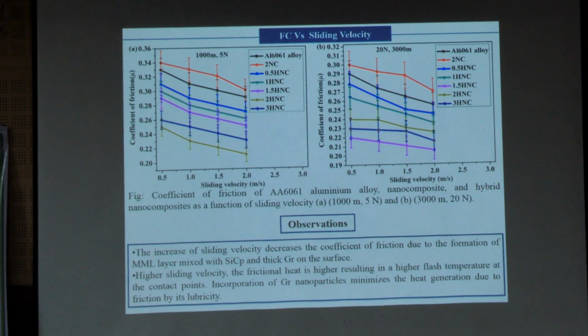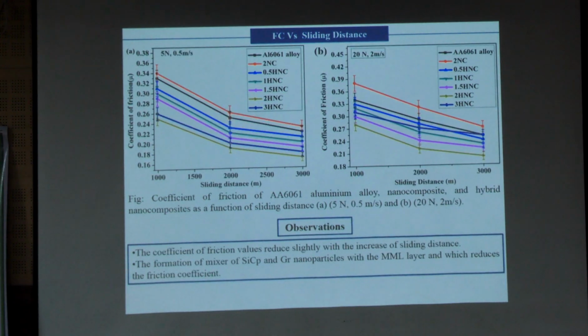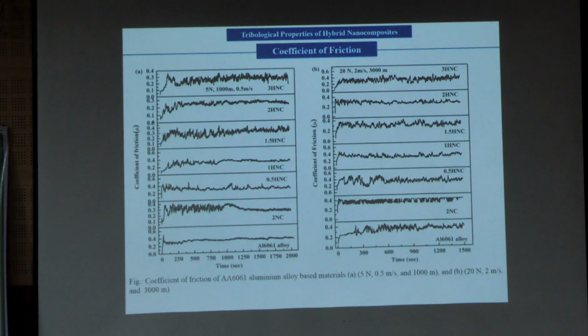This is again the same thing, coefficient of friction with respect to sliding velocity, and coefficient of friction with respect to sliding distance. But in all the conditions, the coefficient of friction is less for 2 weight percentage of graphite. So for the combination of Al6061 with 2 weight percentage of nano SiC and 2 weight percentage of nano graphite, we got better results within these selected conditions.